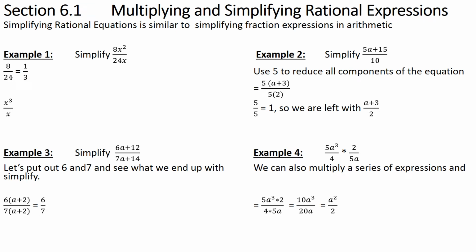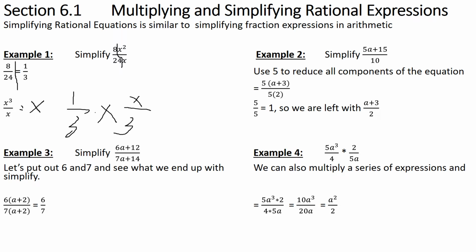So example 1 here, 8x squared over 24x. What we have here is 8x squared in the numerator, 24x in the denominator. I like separating that out. 8 over 24 for the first part, the numbers, which is 1/3. And then the second part, x squared over x, which is x. So when I finally do this, what I get is 1/3 times x, or x over 3.